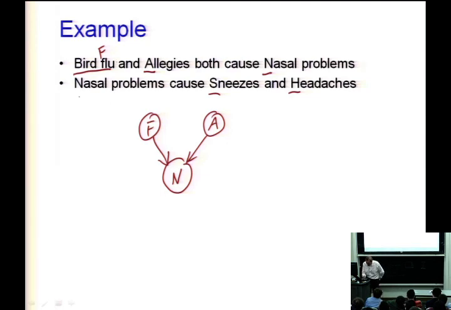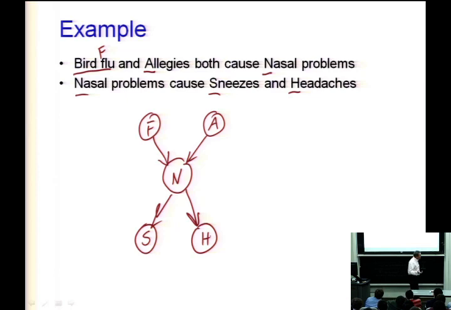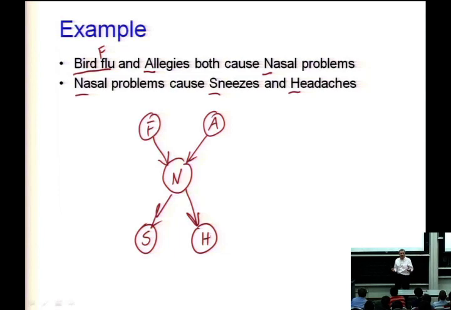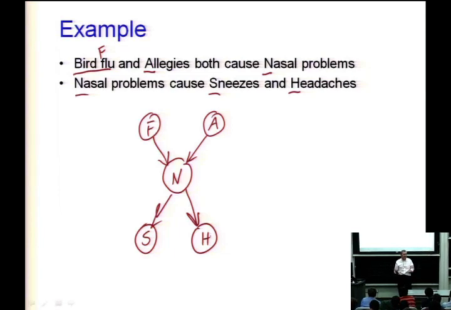On the other hand, if they cause sneezes and headaches, then I might do this. I wanted to go through this kind of simple example just to get the intuition that these arrows really are our way of writing down the complement of independence assumptions. The arrows really represent dependencies that we think occur. And the arrows we leave out, compared to the joint distribution, it's the missing ones that imply the independence assumptions.